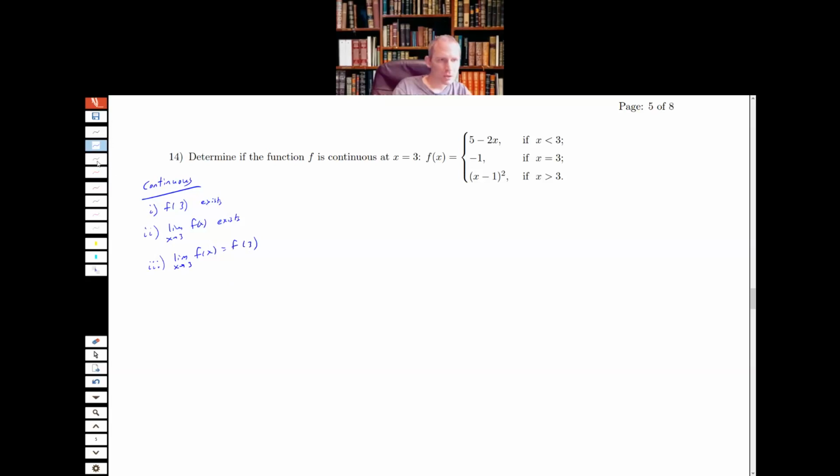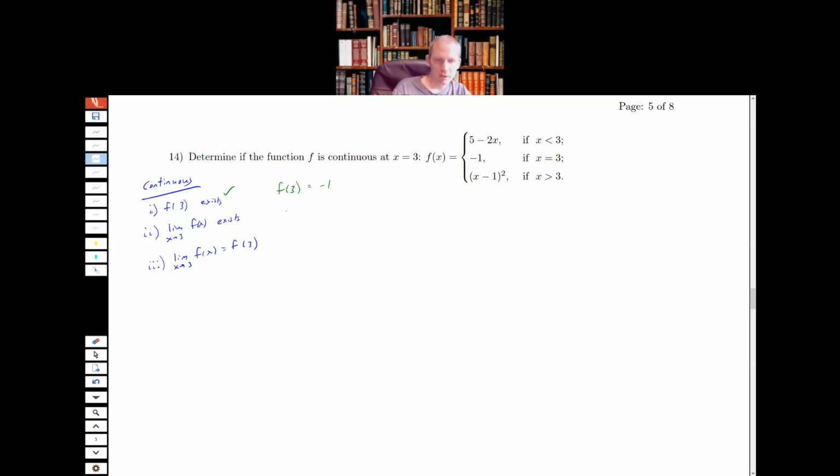Okay, so let's deal with these one at a time. What is f of 3, right? To show something exists, the easiest way is to actually find it, right? So when x is 3, my function is -1. Okay, so the first one checks out. Now let's see if the limit exists.